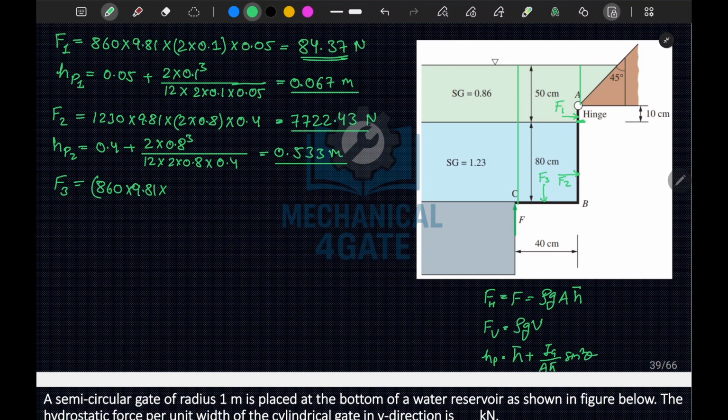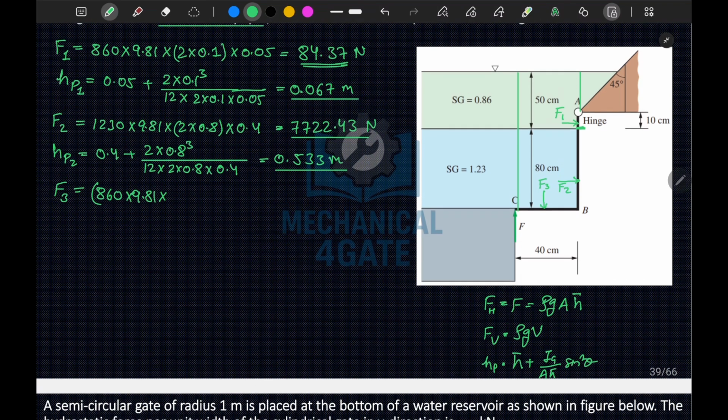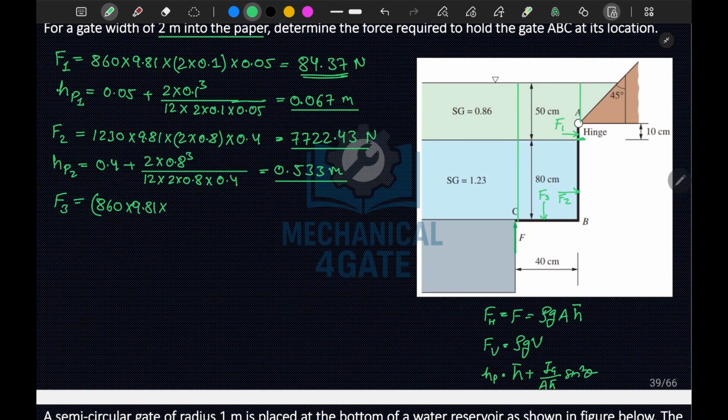Volume is, 2 meter is the depth. The total height here, if I talk about it, the volume for this will be this dimension into this dimension into depth. So this dimension is 50, that is 0.5, into this dimension is 40 centimeter, that is 0.4 meter, into 2 meter depth, plus the weight of this fluid, rho is 1230, into g, that is 9.81, into volume, which is 80 centimeter, 0.8, into 0.4, into 2 meter depth.